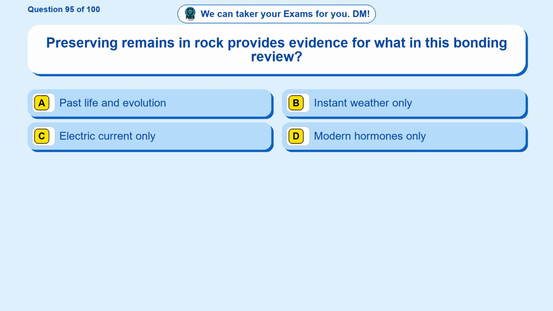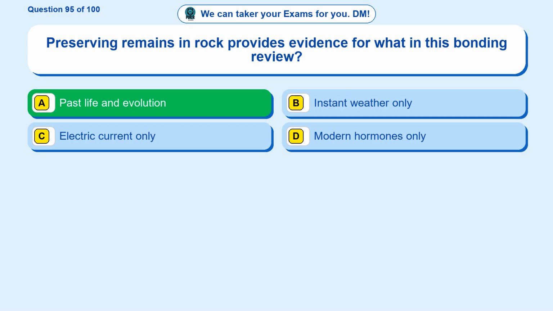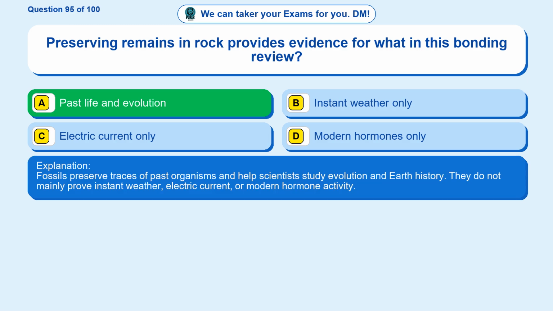Question 95. Preserving remains in rock provides evidence for what in this bonding review? Option A, past life and evolution. Option B, instant weather only. Option C, electric current only. Option D, modern hormones only. The correct answer is option A. Past life and evolution. Fossils preserve traces of past organisms and help scientists study evolution and Earth history. They do not mainly prove instant weather, electric current, or modern hormone activity.